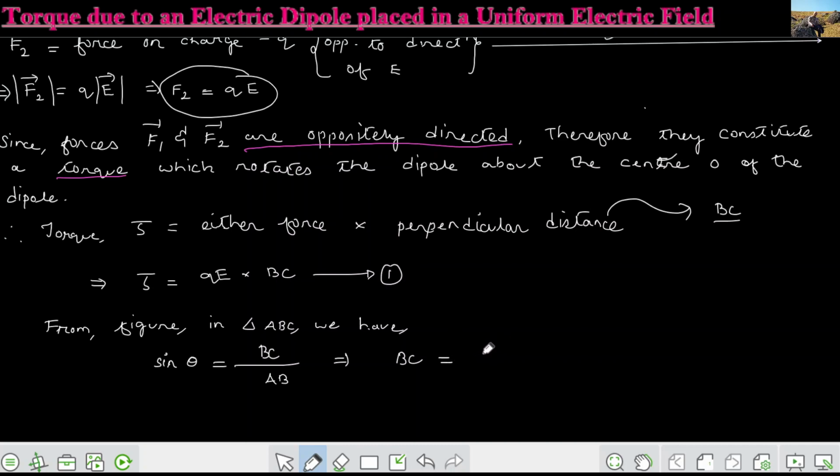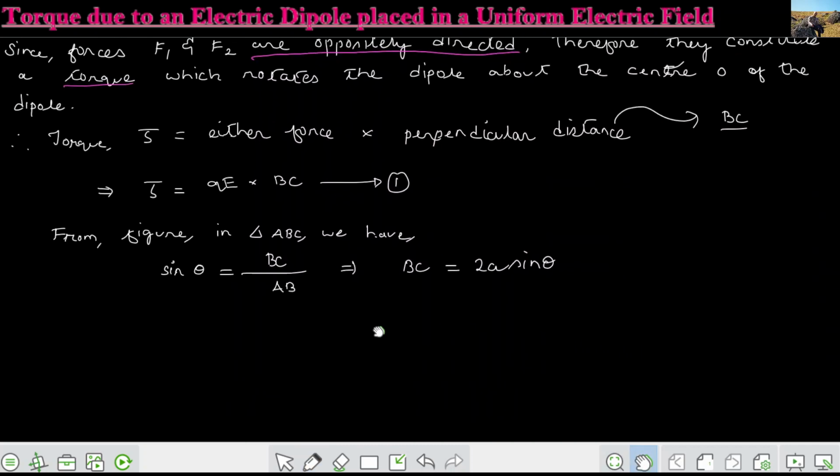So BC will be equal to AB times sine theta. You have to cross multiply this AB to the left hand side. What is the length AB? The length AB will be equal to 2a. So we will use this in equation 1. Then we will rewrite the reduced equation. Torque is represented by tau. We pronounce this as tau; it is the Greek letter tau. This will be from equation 1.